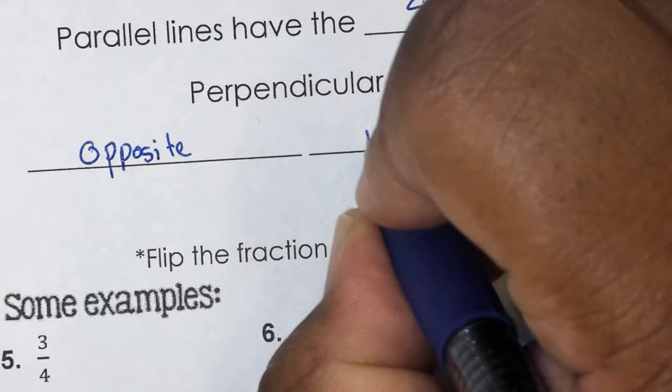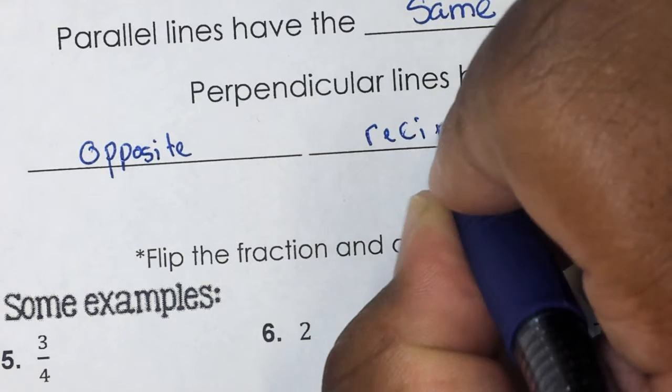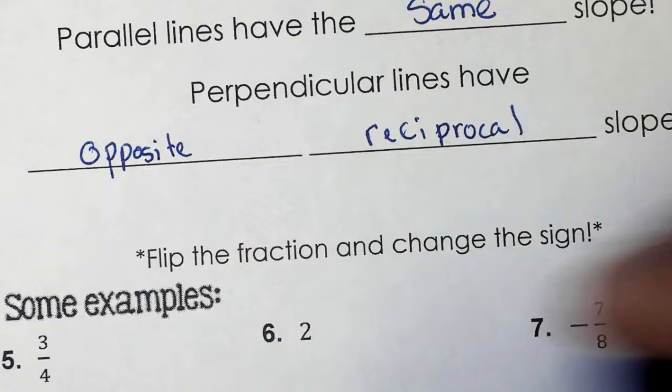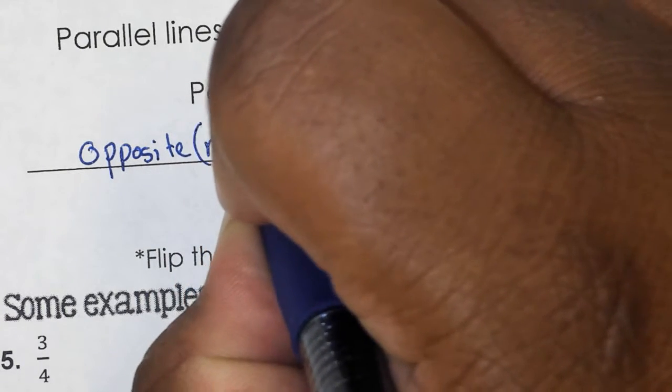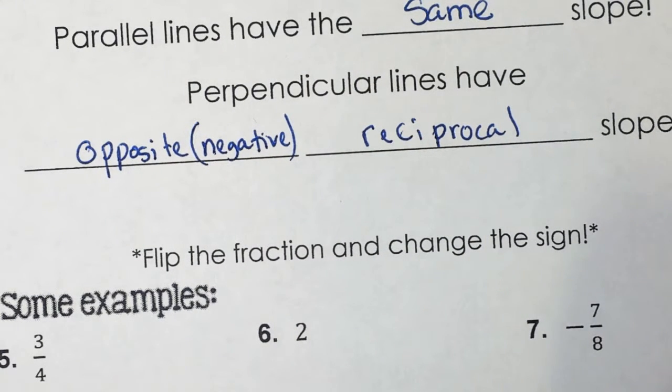Perpendicular lines have what we call opposite, the other word is reciprocal. If you don't know how to spell it, it's down there on that next line. Reciprocal slopes. But instead of opposite, they use the word negative. You see it down there too. But I like to say opposite. Both of them mean the same thing. I like the word opposite better because you know to just change the sign.